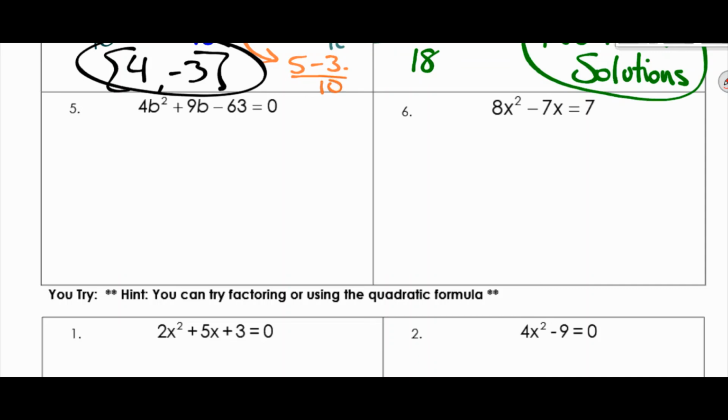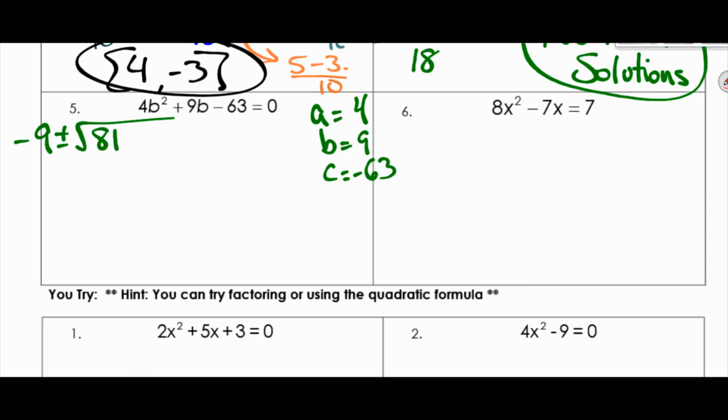All right, on number 5, I have that in standard form already. So I'm going to plug in my A, B, and C of 4, 9, and negative 63 into negative B plus or minus the square root of B squared, which is going to be 81. I'm going to start doing this a little bit quicker. I'm going to simplify the steps that I know happen first. Minus 4AC, all over 2A, or 8.